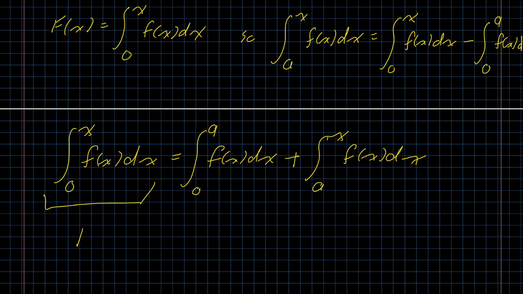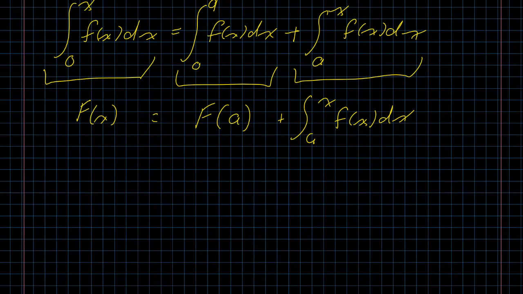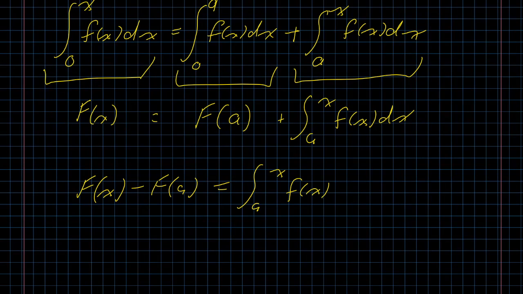This first thing is big F of x. This thing is big F evaluated at a. And I'm going to leave this alone because that's the thing we're looking for. And so just rearranging here, if I want the integral from a to x of f of x dx, it's got to be big F of x minus big F of a.